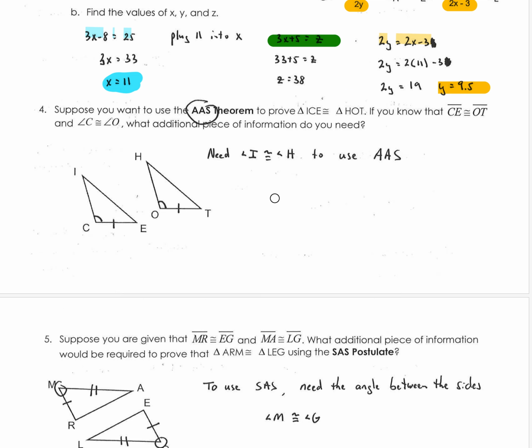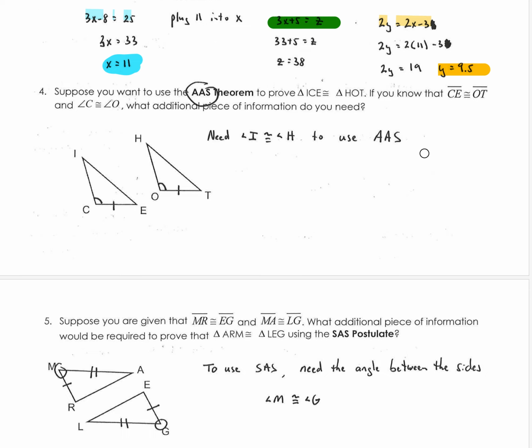All right, the next couple are going to say, what additional pieces of information would you need to know in order for the triangles to be congruent? And again, you're trying to use a specific theorem, in this case, angle, angle, side. So you know that CE and OT are the same, which is why I did this. And you know that angle C and angle O are the same, which is why I made those marks.